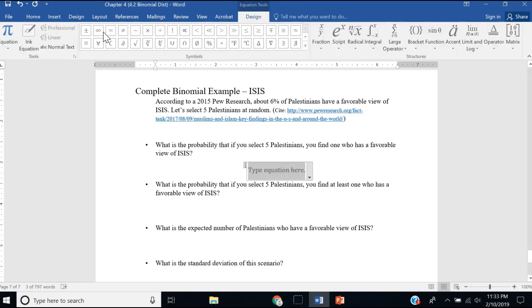So first one, we asked for the probability of exactly one success. So exactly one, we're going to do probability. Since this is a binomial experiment, binomial PDF. We're picking 5 Palestinians. Each one has a 0.06 probability of success, meaning liking ISIS. And we're finding the probability of one success there. And what I got is 0.2342.